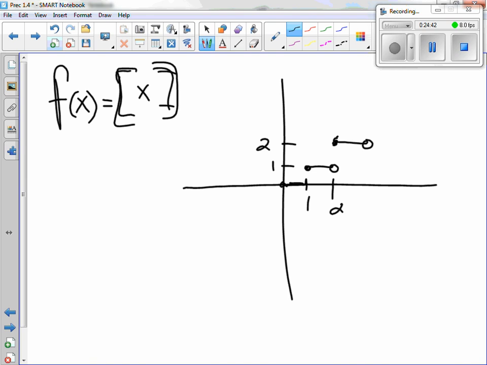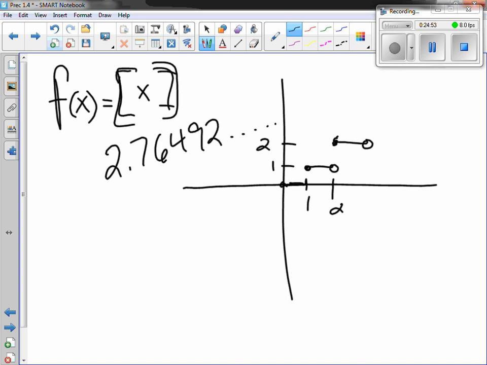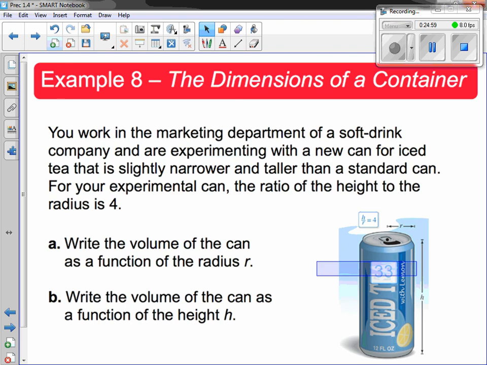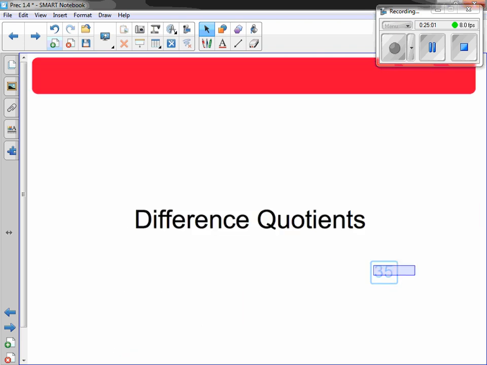So no matter what number we get, so in here if we have 2.76492, it's still 2. You pretty much drop that decimal. Does that make sense? And we'll cover those later, but that is coming up eventually. Don't worry about the can or volume.